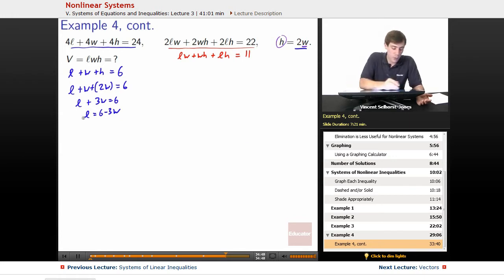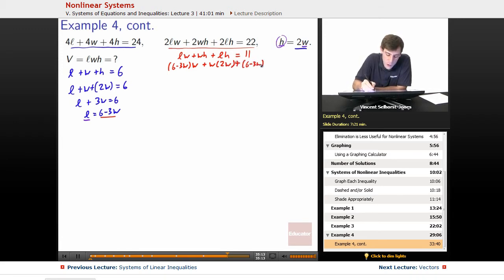Now at this point, we're ready to substitute L in as well. So we've got H ready to substitute, L ready to substitute. So we can now go into our big equation, LW plus WH plus LH equals 11. So we plug in here, L is 6 minus 3W. So 6 minus 3W times W plus W times H, which is 2W, plus L, which is 6 minus 3W, times H, which is 2W, equals 11.